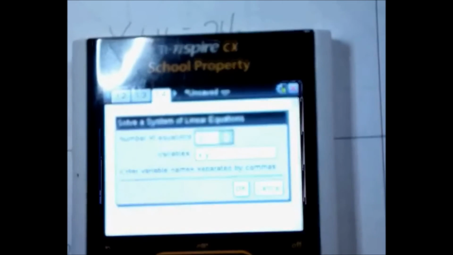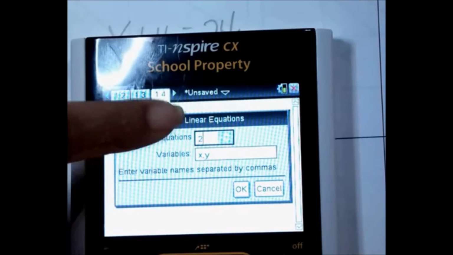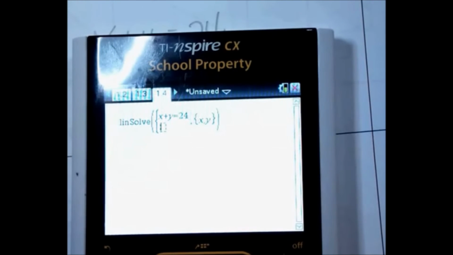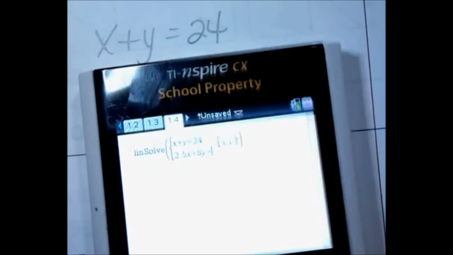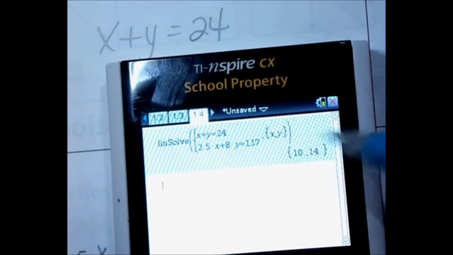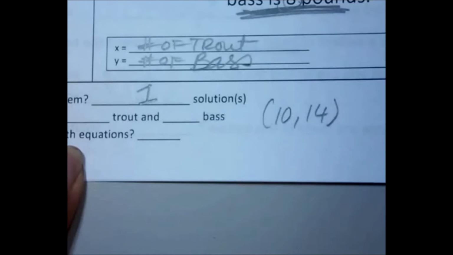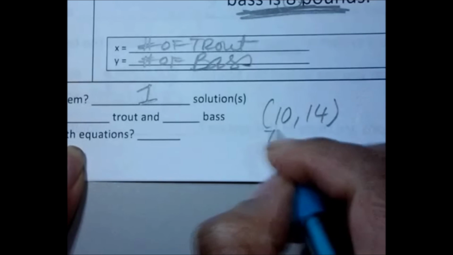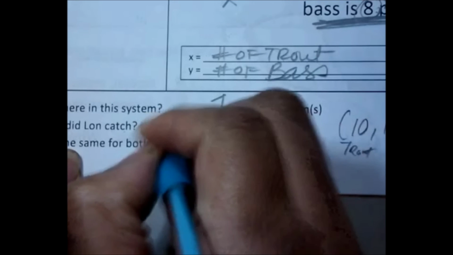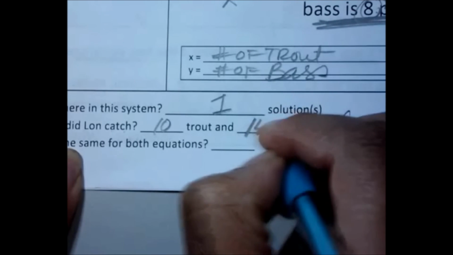all you have to do from this point is put in your equations after you press enter, because we have two equations. We're using X and Y. So we put in X plus Y equals 24, and then down below 2.5X plus 8Y equals 137, and we press enter. And it says that X is 10 and Y is 14. We know that X is trout, so this is trout. And this is the number of bass. So there were 10 trout and 14 bass.